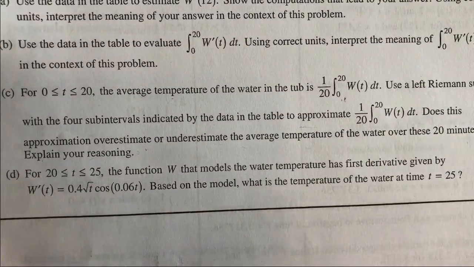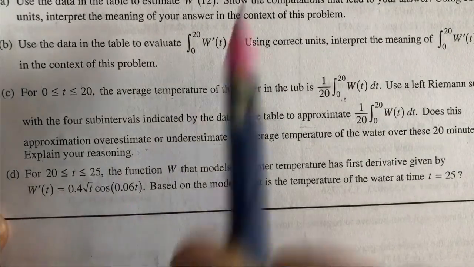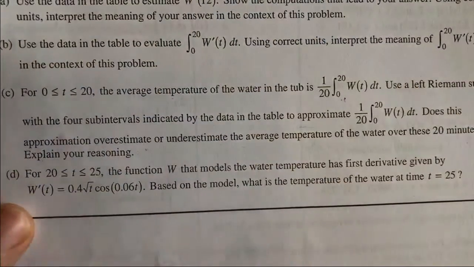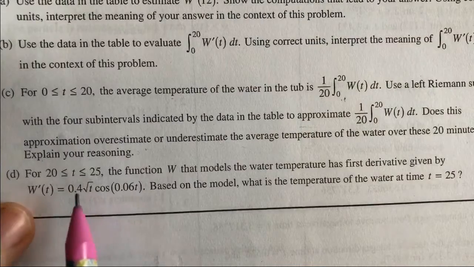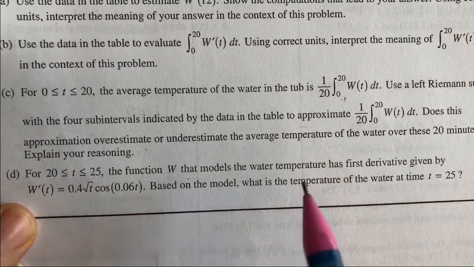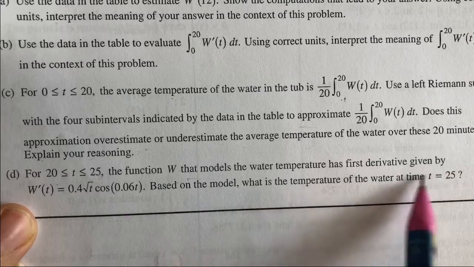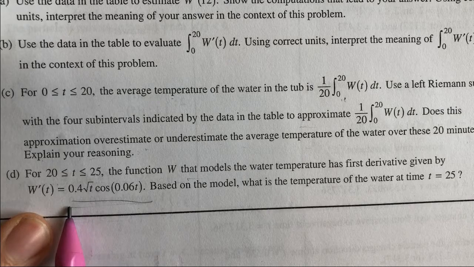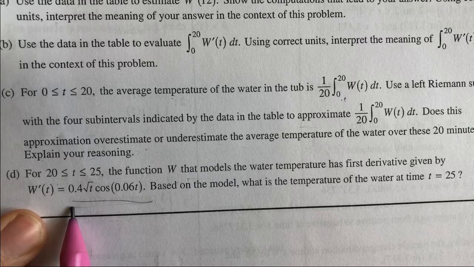Okay, then the last part of this question. So the table gives us the temperature of the water from time 0 to 20. But now the last part of the question, they always seem to like go off somewhere. For times between 20 and 25, the function W that models the water temperature has a first derivative given by W prime, and they give you that equation. Based on this model, what's the temperature of water at time t equals 25?